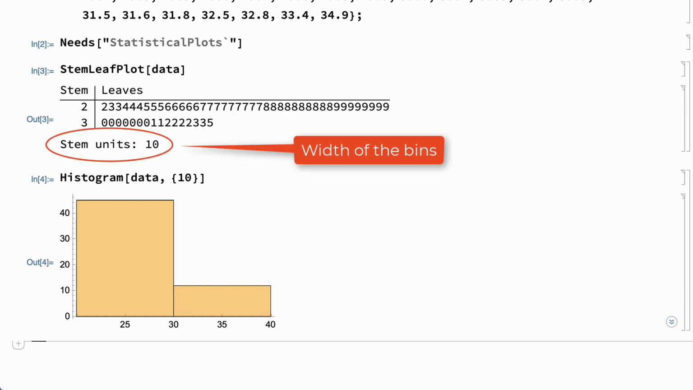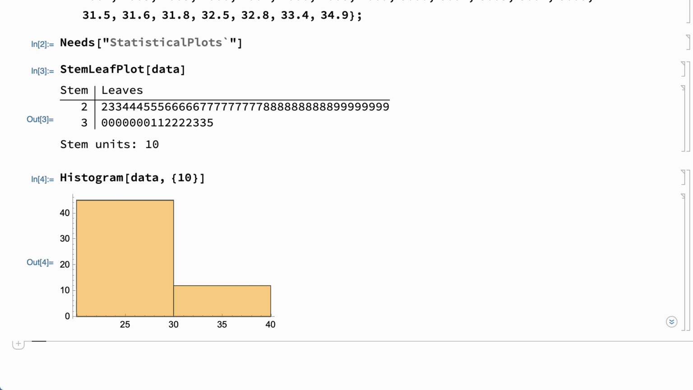The label stem units 10 is included below the stem and leaf plot to point out that the width of each bin is 10. The essential difference between the histogram and the stem and leaf plot is that the number of measurements in each bin is represented in the histogram by the height of a bar, and in the stem and leaf plot by the length of a row of digits.